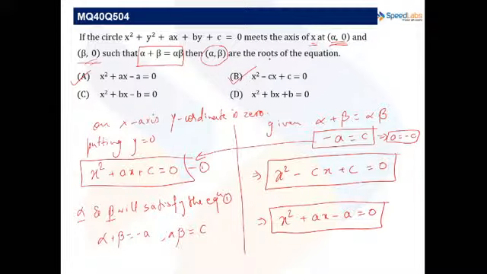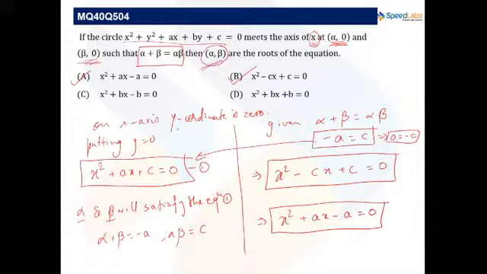See, let's go to this question once again. In this question, it is given that we have a circle which meets the x-axis at 2 points (alpha, 0) and (beta, 0). And it is given that alpha plus beta equals alpha beta. We need to find the equation whose roots are alpha and beta.